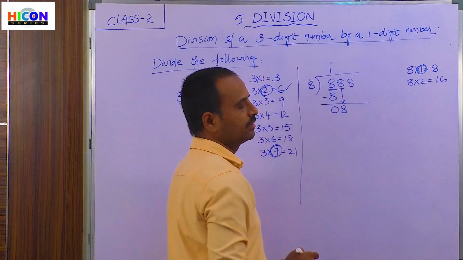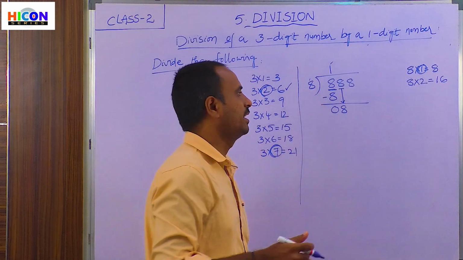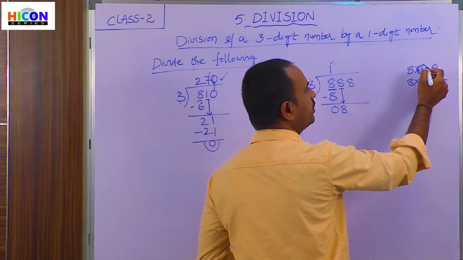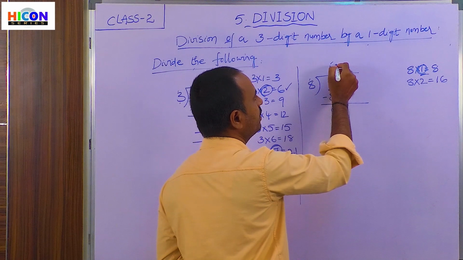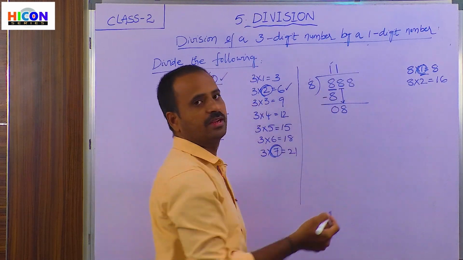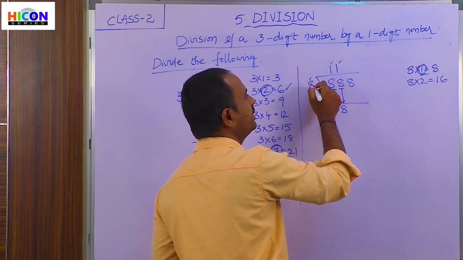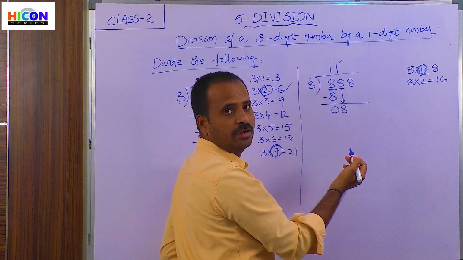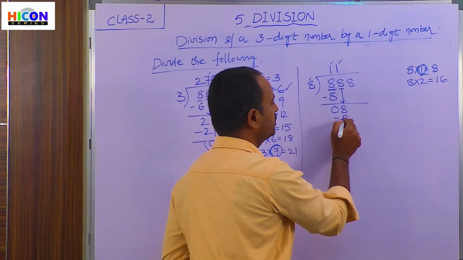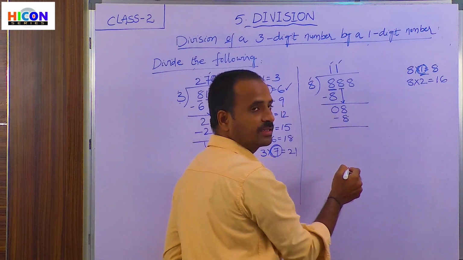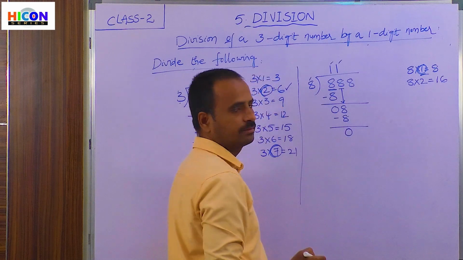The number becomes 8. Again, let us find when the number 8 comes in the 8 table. The number 8 comes in the 8 table if you take 1 time. So write 1 again in the quotient beside the 1. Now multiply this divisor and this 1: 8 into 1, 8 ones are 8. Write the product below the second digit and subtract. 8 minus 8 is again 0.